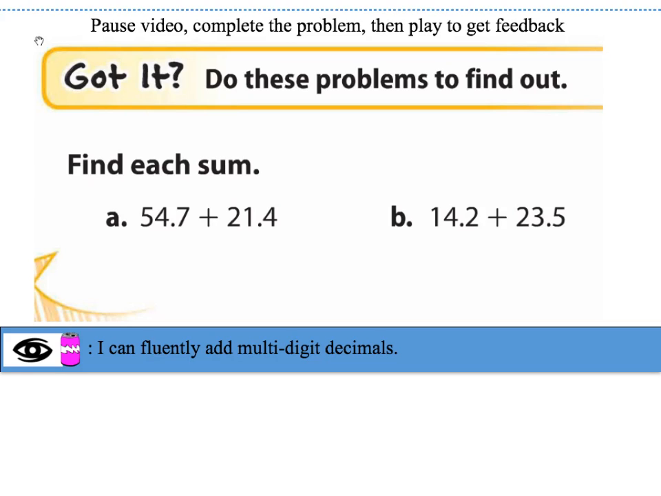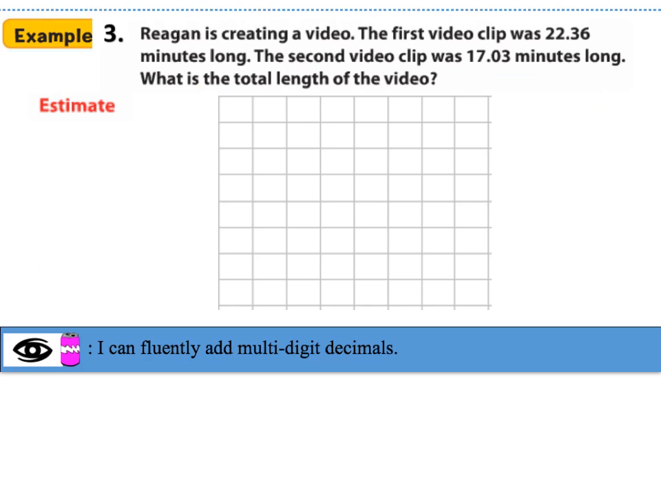So pause the video, complete these guided problems, and we'll discuss the answers in class tomorrow. Notice there are two got it problems on the slide, got it problem A and got it problem B. For example 3, it says Reagan is creating a video. The first video clip was 22 and 36 hundredths minutes long. The second video clip was 17 and 3 hundredths minutes long. What is the total length of the video?